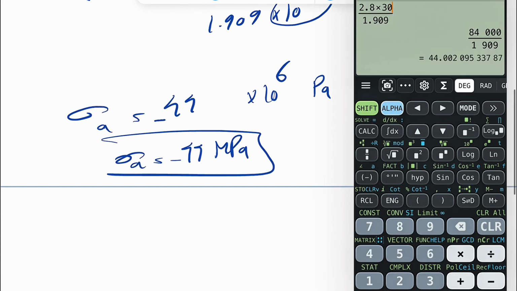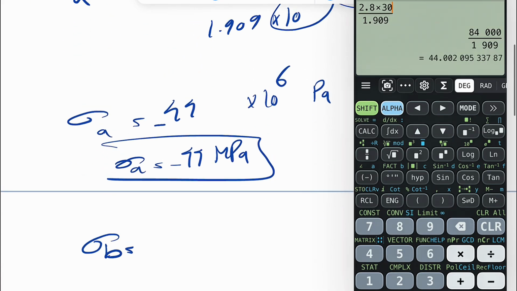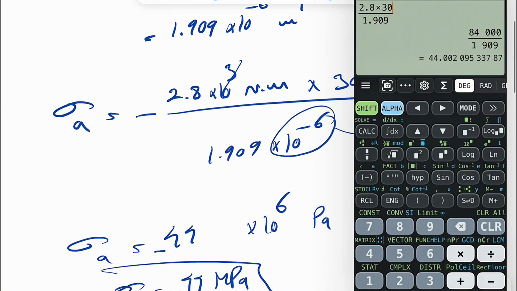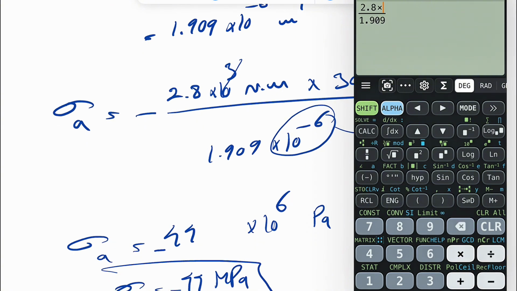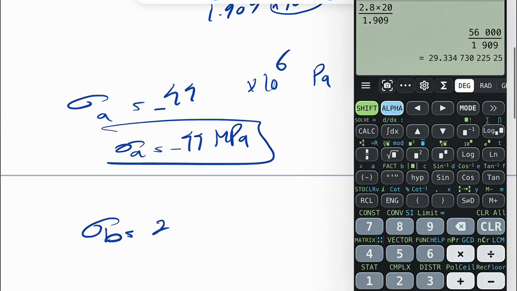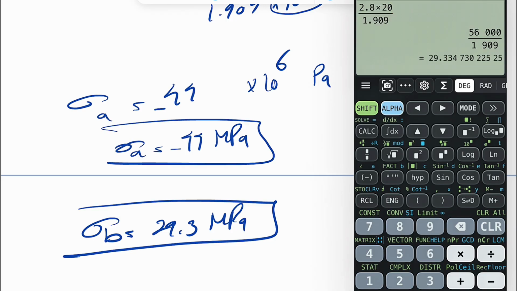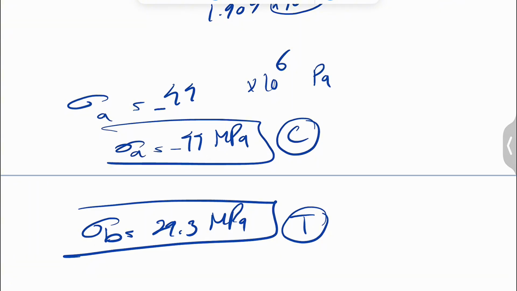And for B, everything's the same. Instead of y of 30, we're just going to have negative 20. So that's going to be 29.3 megapascal. And actually, the negative will be canceled, so this one is positive because it's in the bottom part. So this will be in tension, and the other will be in compression. I hope the whole thing was clear.